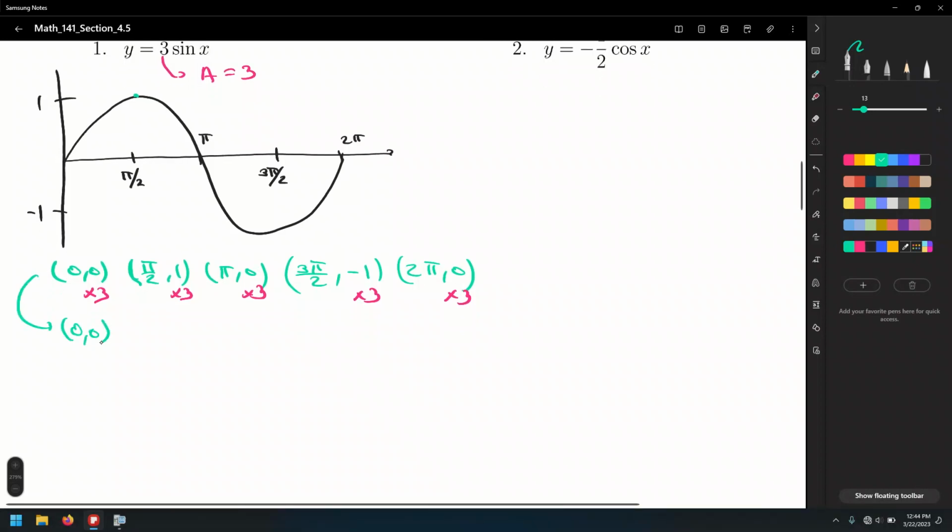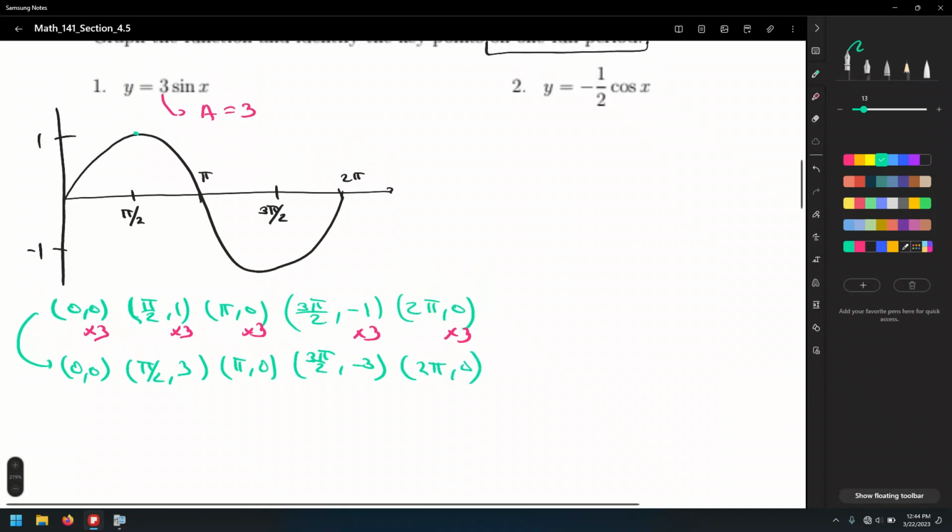Well, these are going to give us the resulting ordered pairs. Again, 0, 0, pi over 2, comma, 1 times 3, that's a 3. Pi, 0 times 3, which is 0. 3 pi over 2, comma, negative 1 times 3, careful, that's negative 3, and 2 pi, 0 times 3, that's 0.